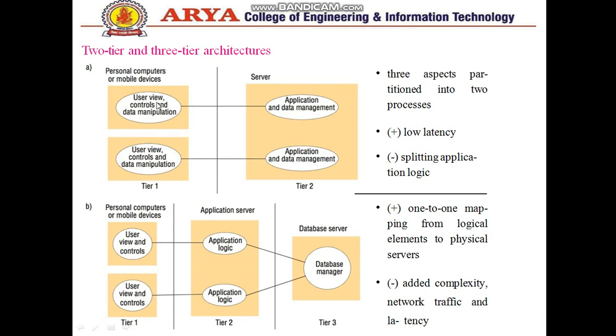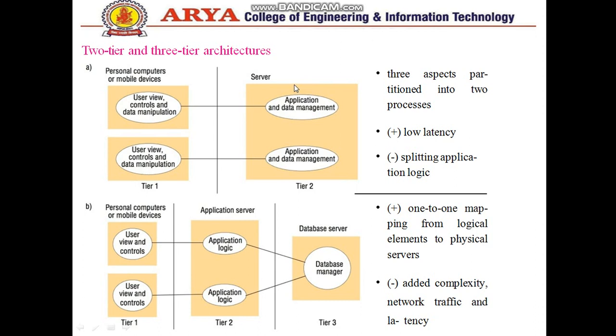and basically they have the data logic, the application logic, and the presentation logic. We will see in the next slide. This is the two tier and three tier architecture. Here very clearly you can see there are two tiers. That is, one is the personal computer or mobile devices and another is the servers.